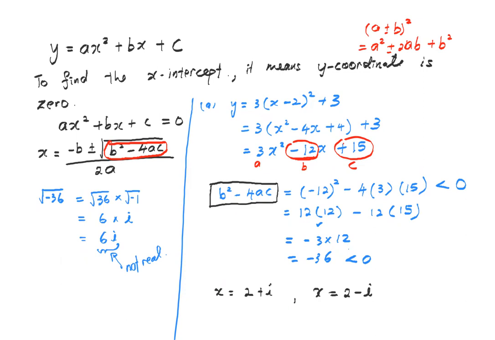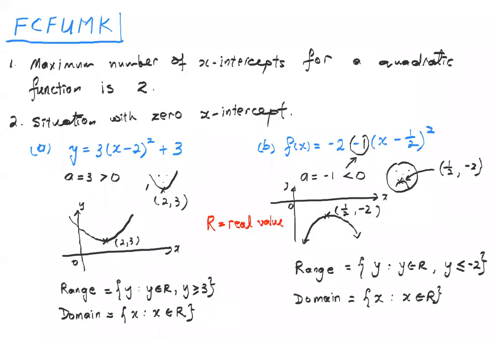Are you okay so far? Because this is the most important one. Other than that, it's okay, you can use your calculator. That's why I don't want to go in depth and make everyone go crazy. Go straight to the important point, correct? Okay. So just now I'm not going to do the other part of it. Part B, you can do it by yourself if you want. So that is the situation with 0 x-intercept.